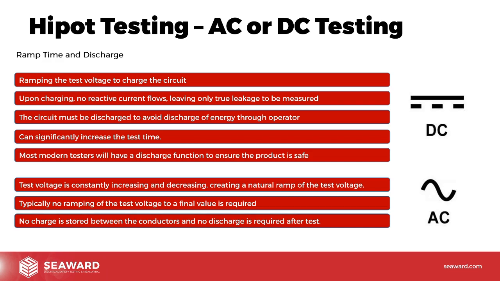And in certain circumstances, it could significantly increase the test time, both by adding a ramp at the start, a ramp at the end, and a discharge. So DC testing typically will take longer, whereas with AC testing, because the voltage is constantly increasing and decreasing, i.e. the AC waveform, we're creating a natural ramp of the test voltage. We don't charge the product because it's typically charging and discharging 50 times a second. So at the end of the test, it should be safe for the operator to handle. So typically an AC test is much quicker.